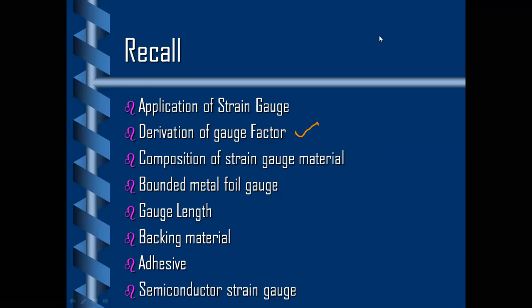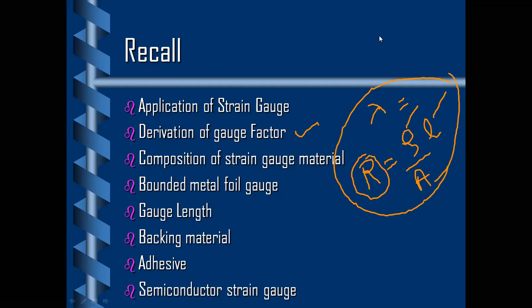Secondly, we derived an expression for the gauge factor, that is lambda, which has been specified as dR by R, the change in resistance with respect to resistance, divided by change in length to the length. This derivation is based on the formula R equals rho L by A, where R is the resistance of the material, rho is the resistivity, L is the length, and A is the cross-sectional area. By taking the derivative, we resolved the derivation to determine the gauge factor, because the gauge factor plays a significant role in terms of sensitivity.